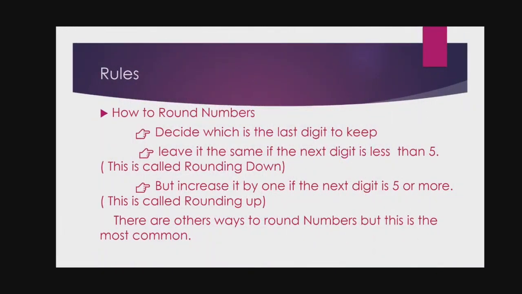The rules of rounding off numbers. Decide which is the last digit to keep. Leave it the same if the next digit is less than 5. This is called rounding down. But increase it by 1 if the next digit is 5 or more. This is called rounding up. There are other ways to round numbers, but this is the most common.